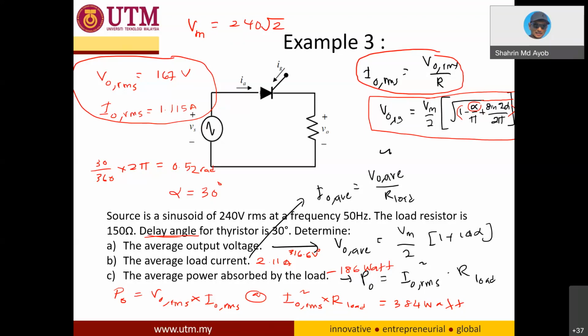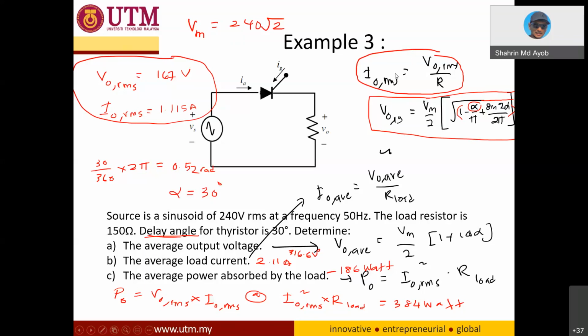So you need to be careful here, sometimes because of the conversion and so on. Saya pun main buat laju je ni, so tak pasti betul tak betul. So that's why I want you to double check. So I think the value is correct. So V out RMS is 167 volt, and the I out RMS is 1.15 amperes, which is by using this formula.